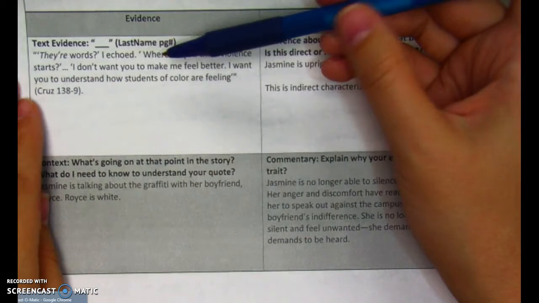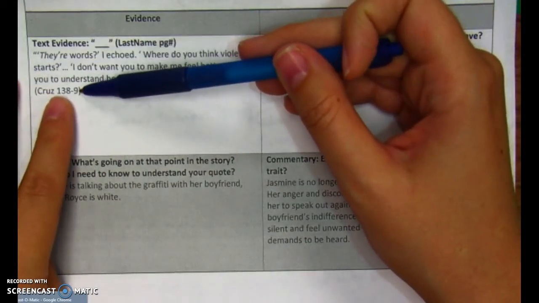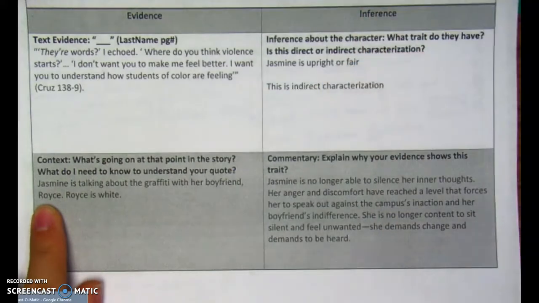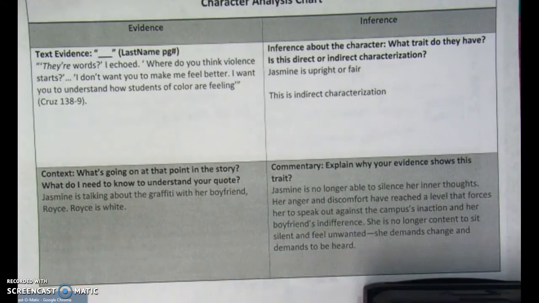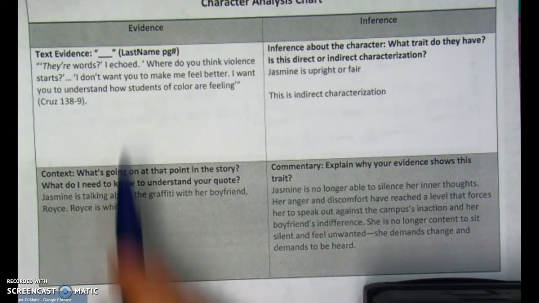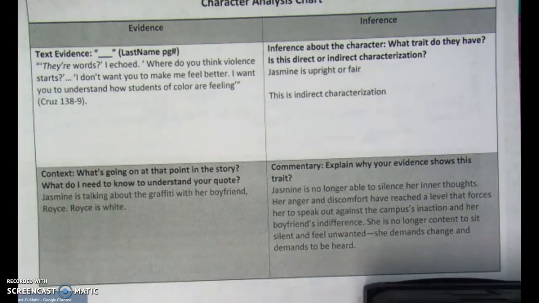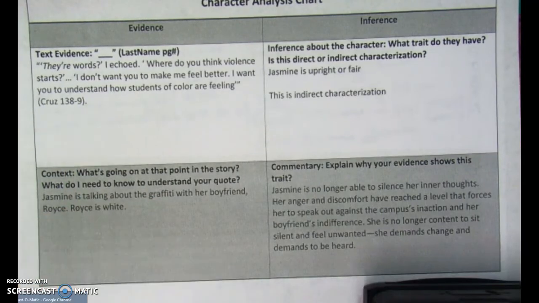My next inference comes from this piece of text evidence from pages 138 through 139. This is when Jasmine is talking about the graffiti with her boyfriend Royce. Keep in mind that Royce is half white, so he has a very different perspective on this than Jasmine does. The text says, "Their words," I echoed. "Where do you think violence starts?" Insert ellipses for the break. "I don't want you to make me feel better. I want you to understand how students of color are feeling." End quotation mark, Cruz 138 through 9, and parentheses, period.